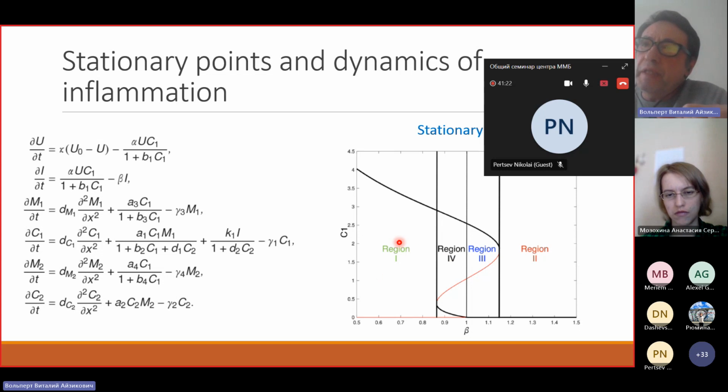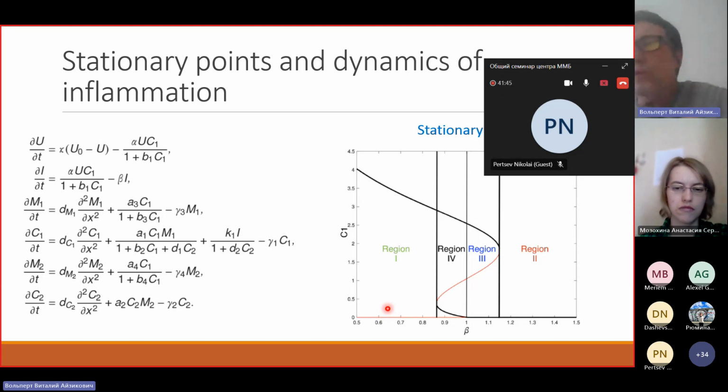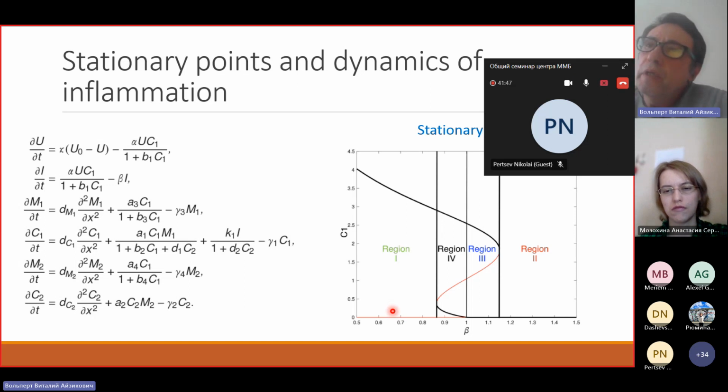The opposite situation is here in region 1. There are two stationary points. This inflammation-free stationary point is unstable, and there is another stationary point which is stable and which corresponds to some positive concentration of inflammatory cytokines and of all other variables. This inflammation-free point being unstable, even a small perturbation leads to growth, to the development of this inflammation, and it goes to this inflammatory state.